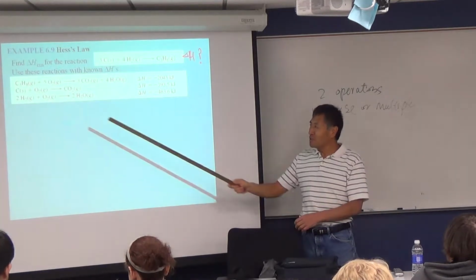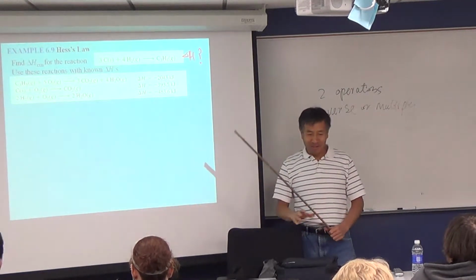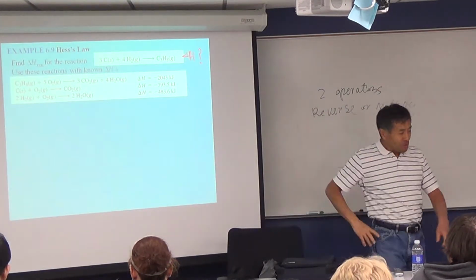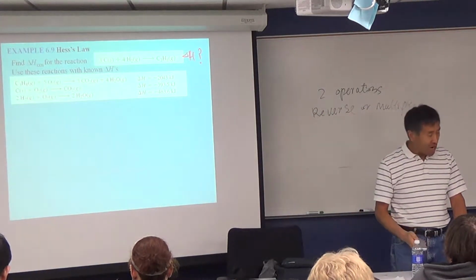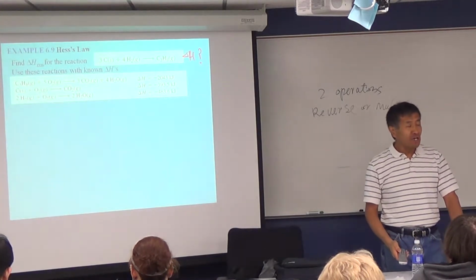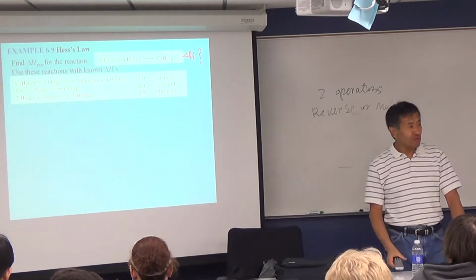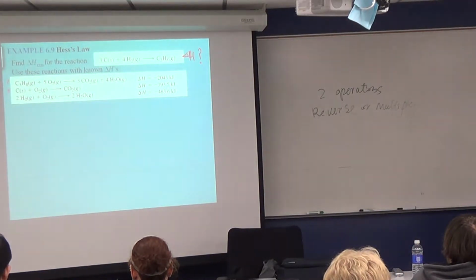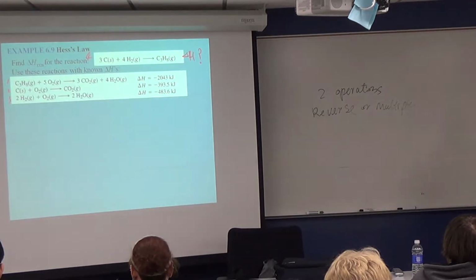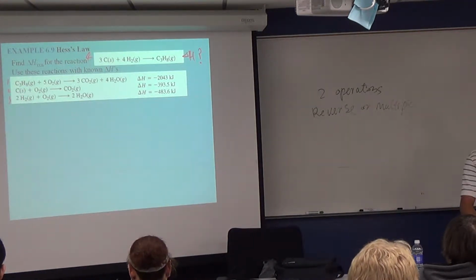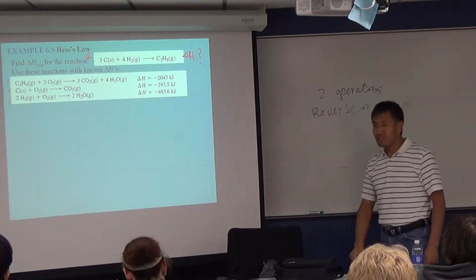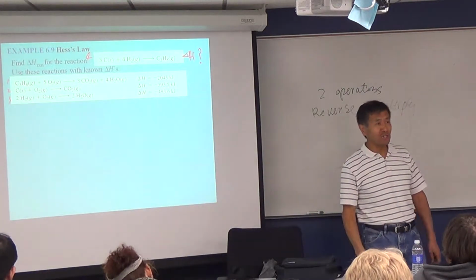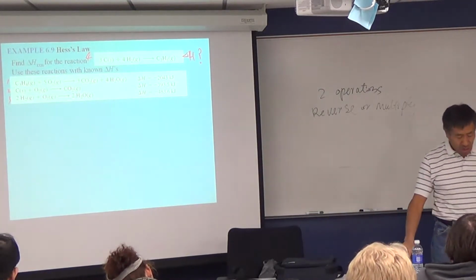Only equation 2 can give you CS, and so therefore you just simply multiply equation 2 by 3. If you do that, what will you do to the delta H? If I call this equation 1, this is 1, this is 2, this is 3, and this is 4. Understand? So we decide, because we need a 3CS on the left side, and equation 2 gives us a CS on the left side, but we need 3, so therefore we multiply that by 3.